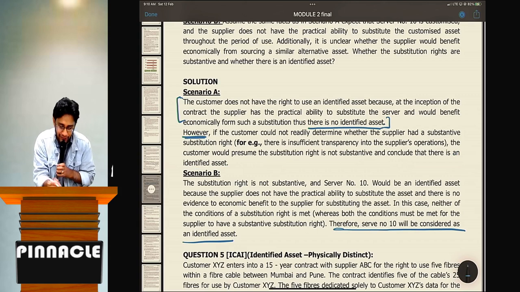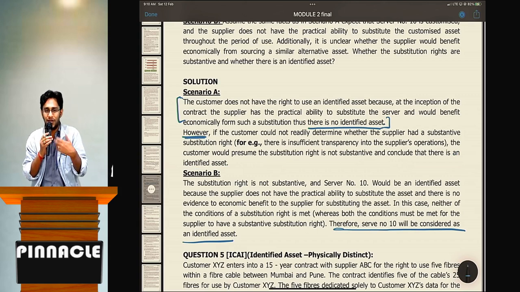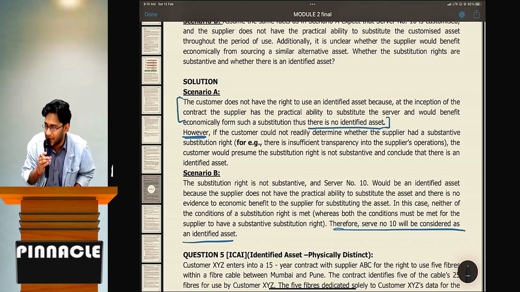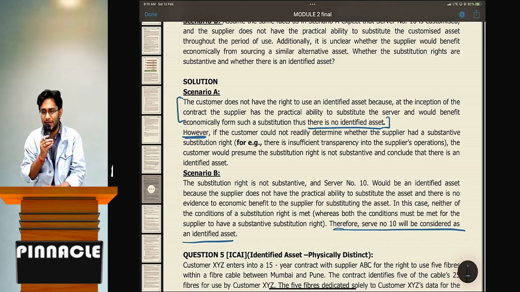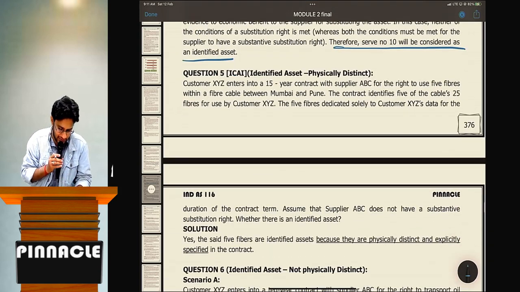He said, however, if customer does not know whether our two conditions are satisfied or not, then customer will believe that substitution rights are not substantive and therefore he will treat that there is an identified asset. A point he did not ask, sir, actually. This will unnecessarily discuss it and confuse.